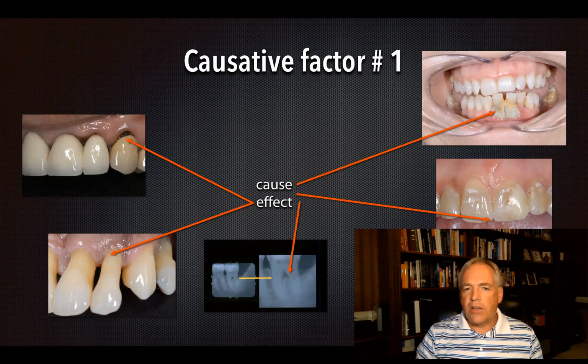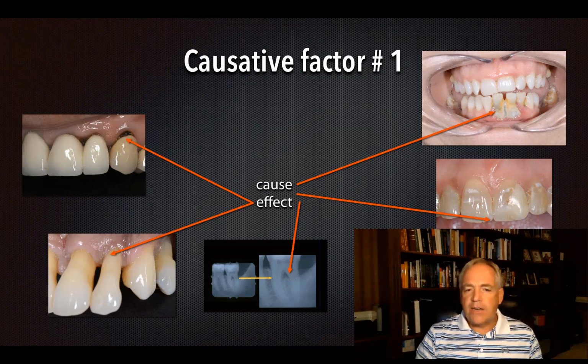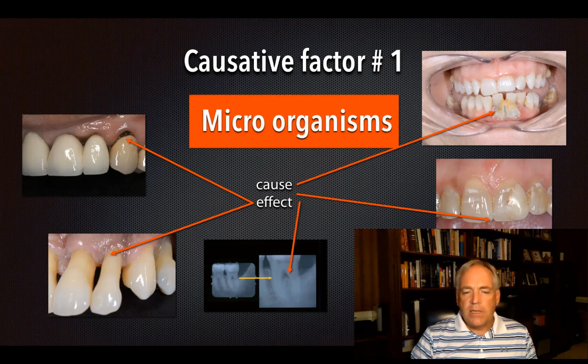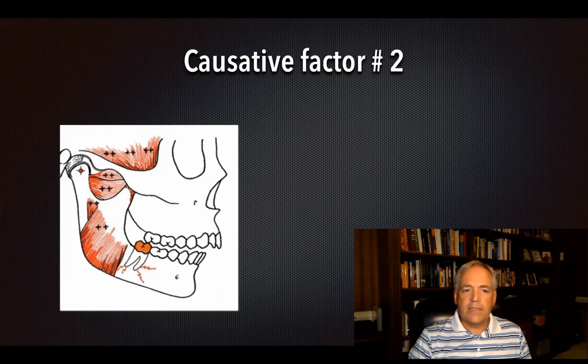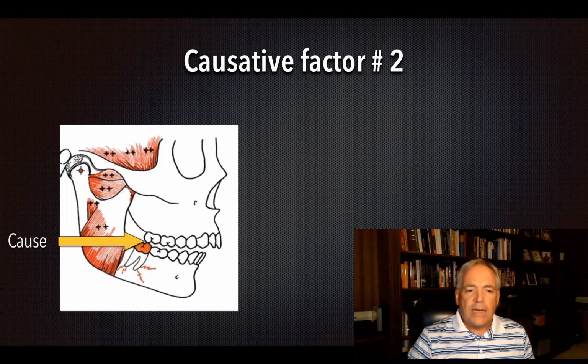So as I mentioned to you, causative factor number 1 is always going to be bacteria, microorganisms. They are going to be the primary thing, particularly at the dental school level, that you're going to be focusing in on. And of course, depending on the type of bacteria, that can manifest itself either as tooth decay or as periodontal disease. Causative factor number 2 is the occlusion.